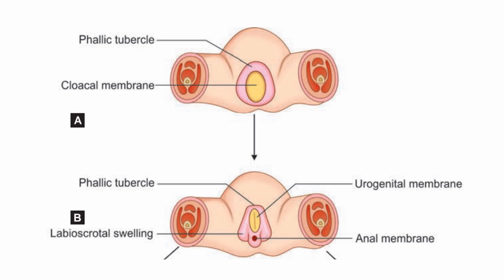Now we will see the specific development into male and female. First we will see the development of external genitalia in the female.